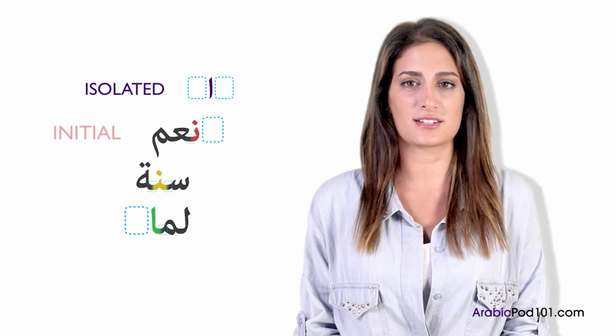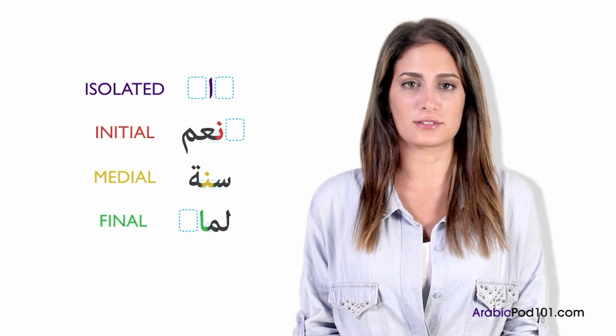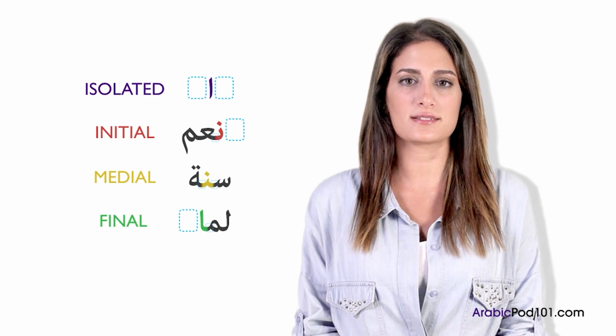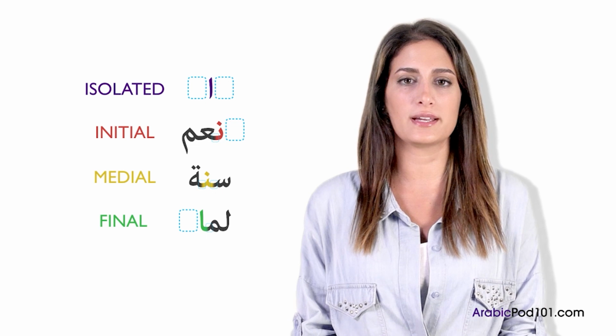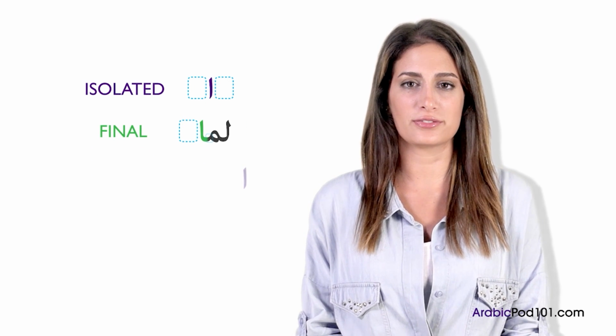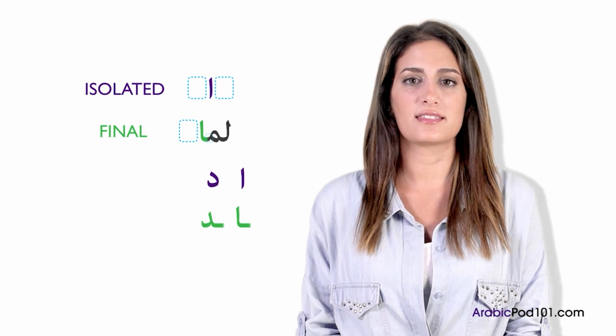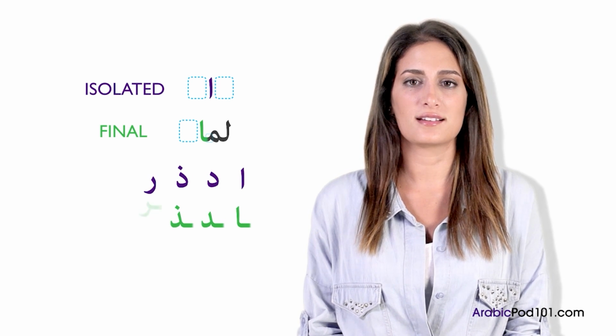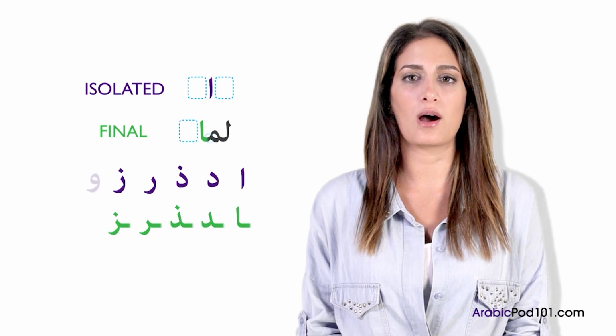Letters of the Arabic alphabet have four ways to connect to the letters before and after them: isolated, initial, medial, and final. However, there are letters that don't follow that rule and only have two forms of connection. They are Alif, Dal, Dhal, Ra, Zayn, Waw. Now let's review the letters we've learned so far.